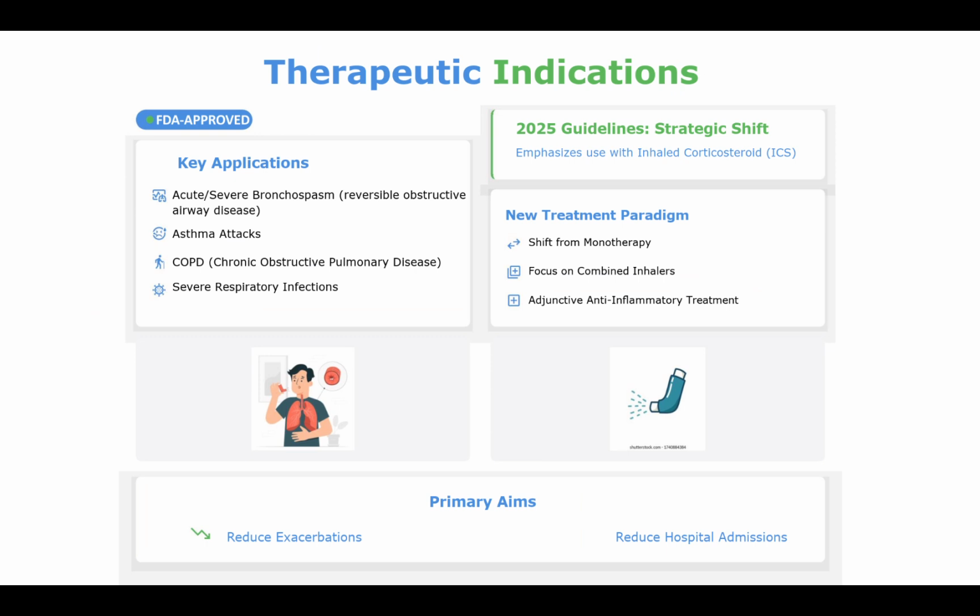pneumonia. However, it is critical to highlight the significant shift in prescribing guidelines, particularly those updated in 2025 by bodies like the GINA and NICE. These emphasize combining salbutamol with an inhaled corticosteroid, such as in the MART regimen, moving decisively away from salbutamol monotherapy. This paradigm shift promotes combined inhalers or adjunctive anti-inflammatory treatments to address both symptoms and root causes, ultimately aiming to reduce exacerbations by 20 to 50% and hospital admissions. In family medicine, this means routine asthma reviews to optimize inhaled corticosteroid integration.